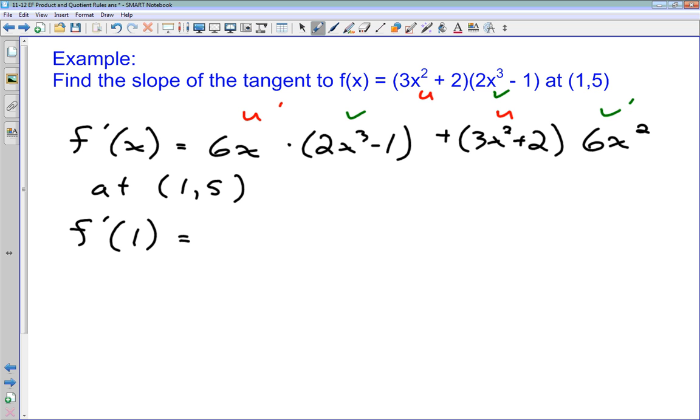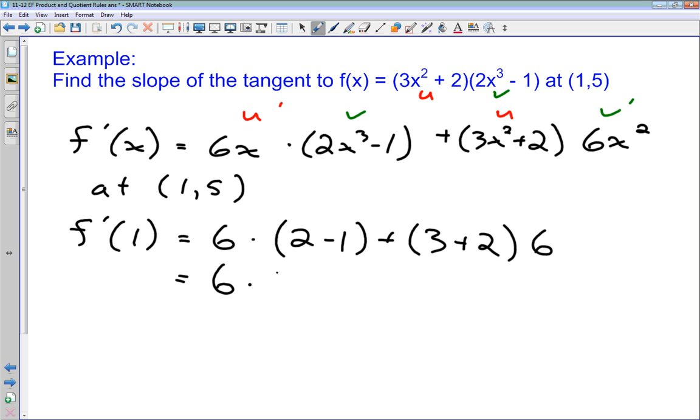So I could even do this substitution in my head. 6 times 1 is just going to give me 6. 2 times 1 cubed, of course, is just going to give me 2. 3 times 1 squared is just going to give me 3 plus 2. And then 6 times 1 squared is just going to give me 6. And then I can simplify this here. So I have 6 times 1 plus 5 times 6, which is going to give me 36. So 36 is the slope of the tangent to that function at the point (1, 5).